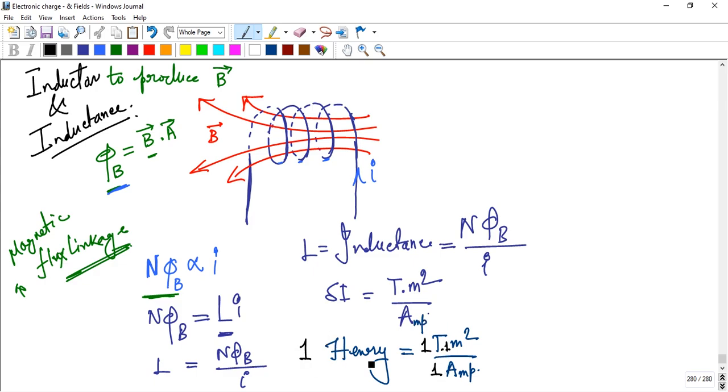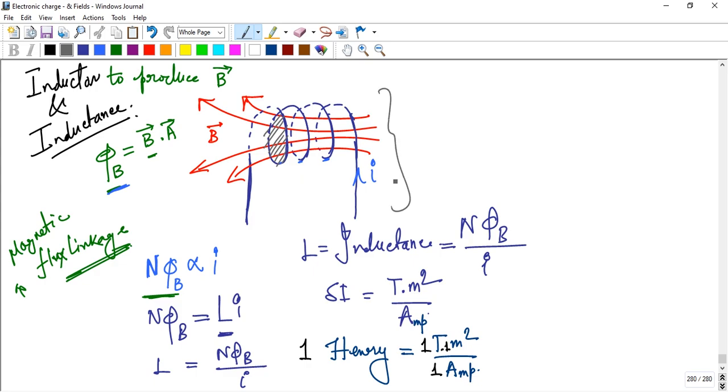If someone asks to define 1 Henry: 1 Tesla magnetic field passing inside the coil, crossing a 1 meter square cross section area of the coil, and generating an induced current of 1 ampere. Then the inductance is 1 Henry, the inductance of that inductor.